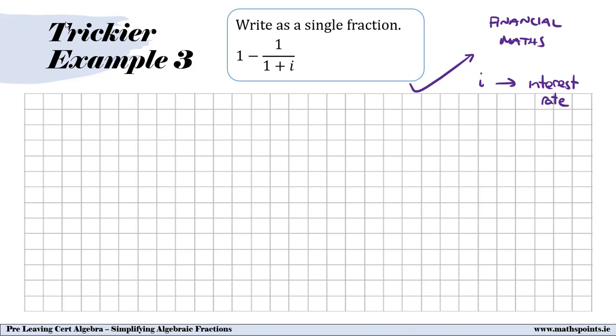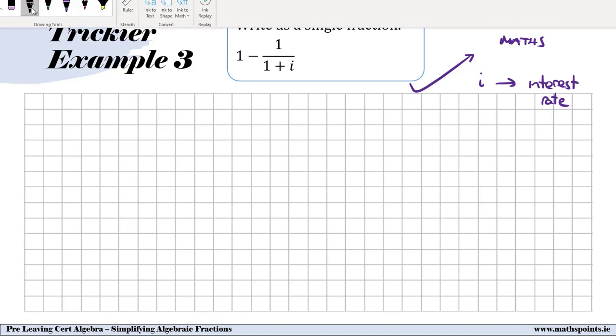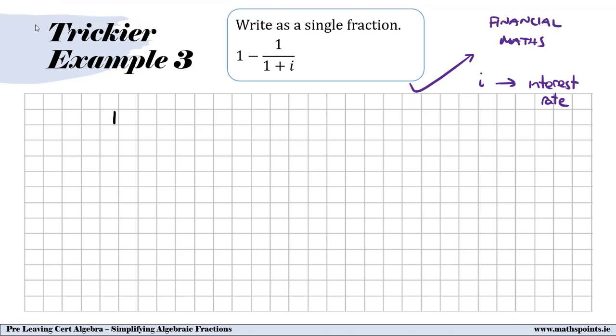And all we're trying to do is simplify this algebraic expression. So we have 1 minus 1 over 1 plus I, and we're trying to make it a single fraction. So I'm going to put down my equals and then my line across the width of the sum. I want to add these two terms together, and so the first thing I'm going to have to do is turn 1 into a fraction, and 1 is just the fraction 1 over 1.